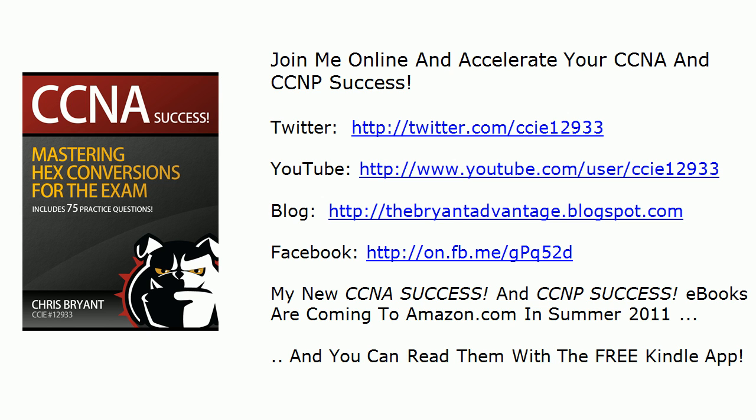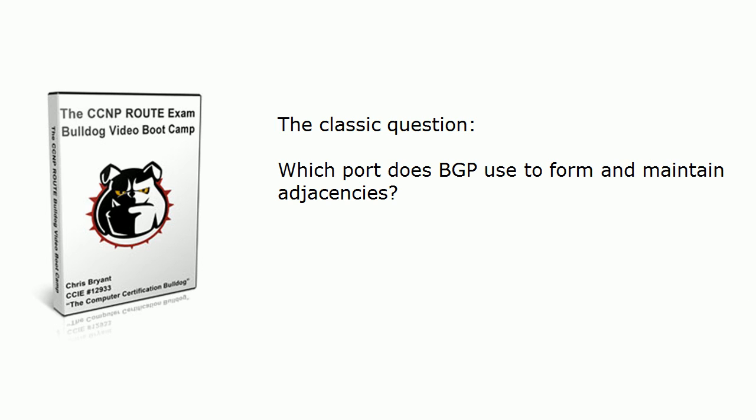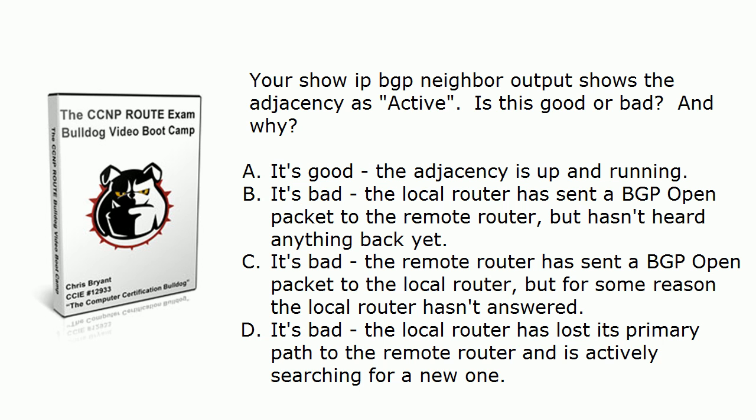Let's go ahead and dive into question one here, and this is the classic question. I have to ask it, but obviously, all kidding aside, it's very important. What port does BGP use to form and maintain adjacencies? There's no more sinking feeling than applying an ACL and thinking, okay, I got this done, and all of a sudden some other adjacencies go down. So we've got to know what port to leave open to form and maintain our BGP adjacencies.